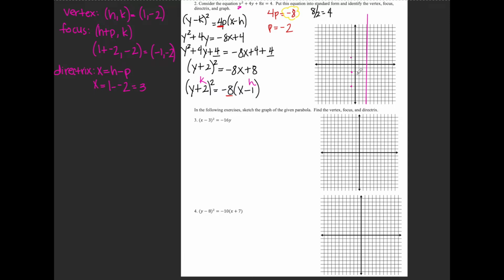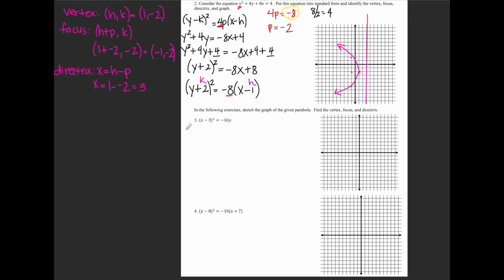Once I have those 2 points plotted, I just need to connect through. For 3 and 4, we're going to sketch the graph of the given parabola, and we're going to find the vertex, focus, and directrix. So in number 3, I have (x − 3)² = −16y.